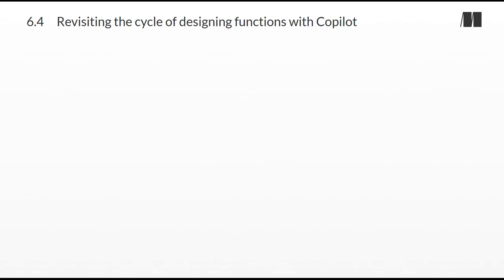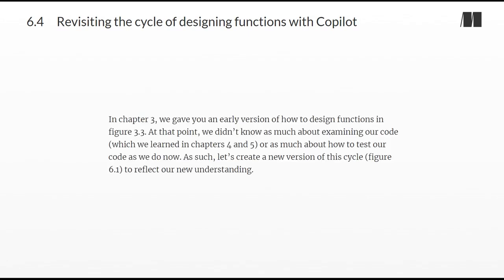Section 6.4. Revisiting the cycle of designing functions with Copilot. In Chapter 3, we gave you an early version of how to design functions in Figure 3.3. At that point, we didn't know as much about examining our code, which we learned in Chapters 4 and 5, or as much about how to test our code as we do now. As such, let's create a new version of this cycle, Figure 6.1, to reflect our new understanding.